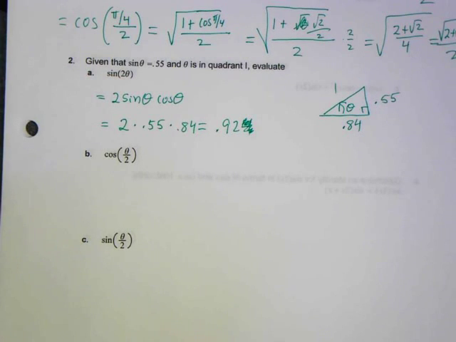All right, how about part B? Cosine of theta over 2. What would you do there? That's a half angle identity. How do you know that's a half angle identity? Because it's theta over 2. It's the angle divided by 2.